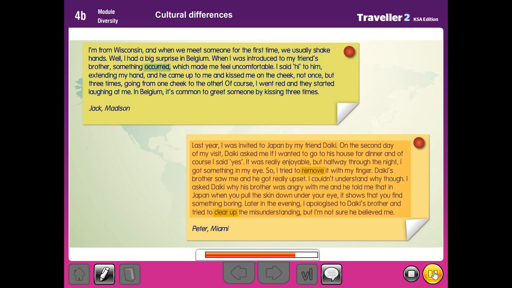I asked Daiki why his brother was angry with me, and he told me that in Japan when you pull the skin down under your eye, it shows that you find something boring. Later in the evening, I apologized to Daiki's brother and tried to clear up the misunderstanding, but I'm not sure he believed me. Peter, Miami.